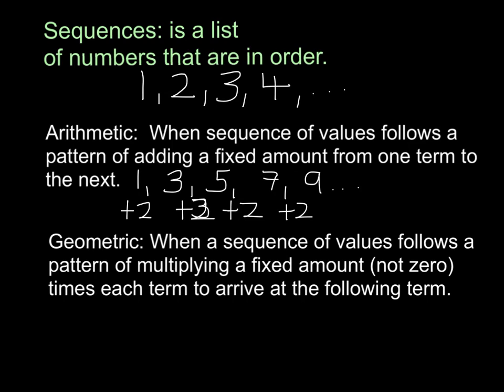A geometric sequence is when a sequence of values follows a pattern of multiplying each term by a fixed amount that is not 0 to arrive at the following term. For example, we have 1, then we have 3, then we have 9, and then we have 27, because we are multiplying each value times 3, so 1 times 3, 3 times 3, 9 times 3.